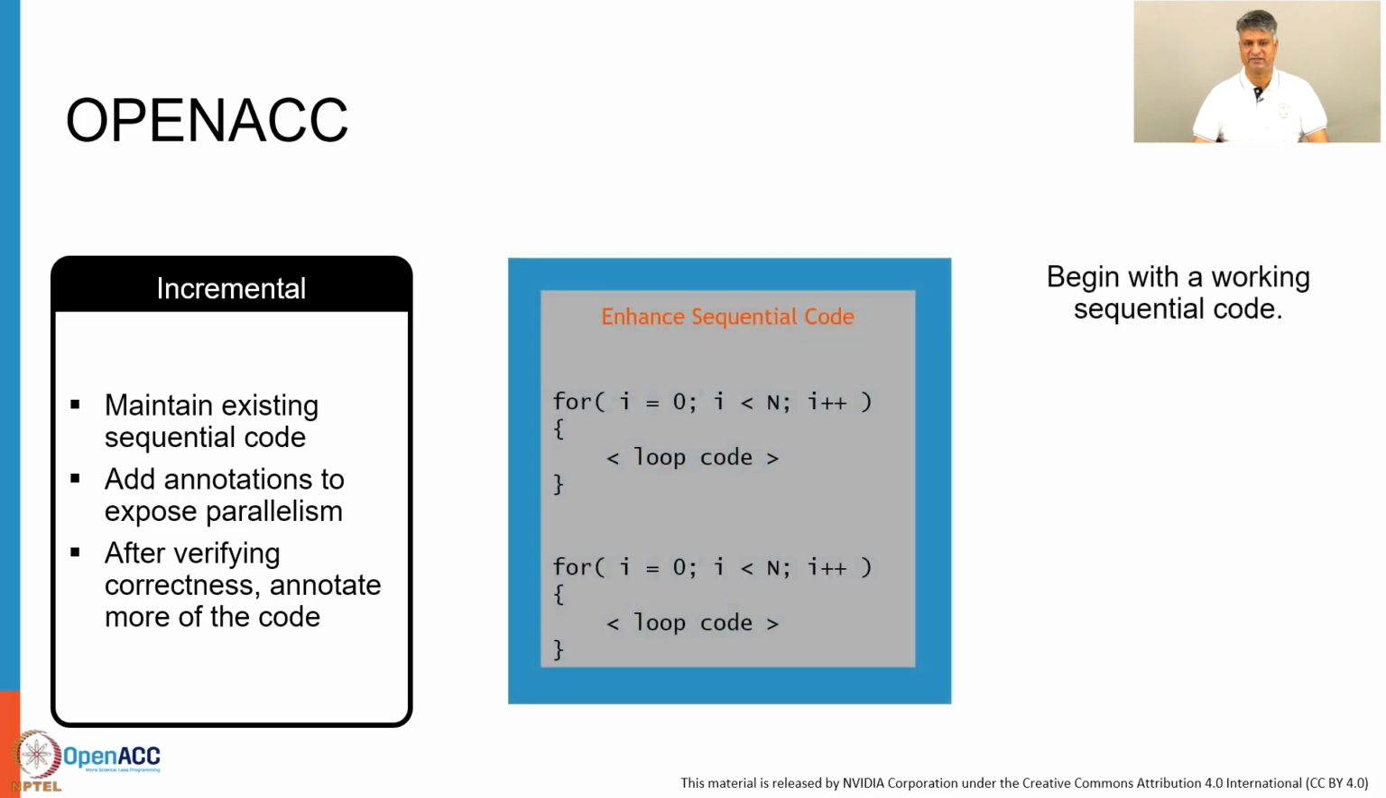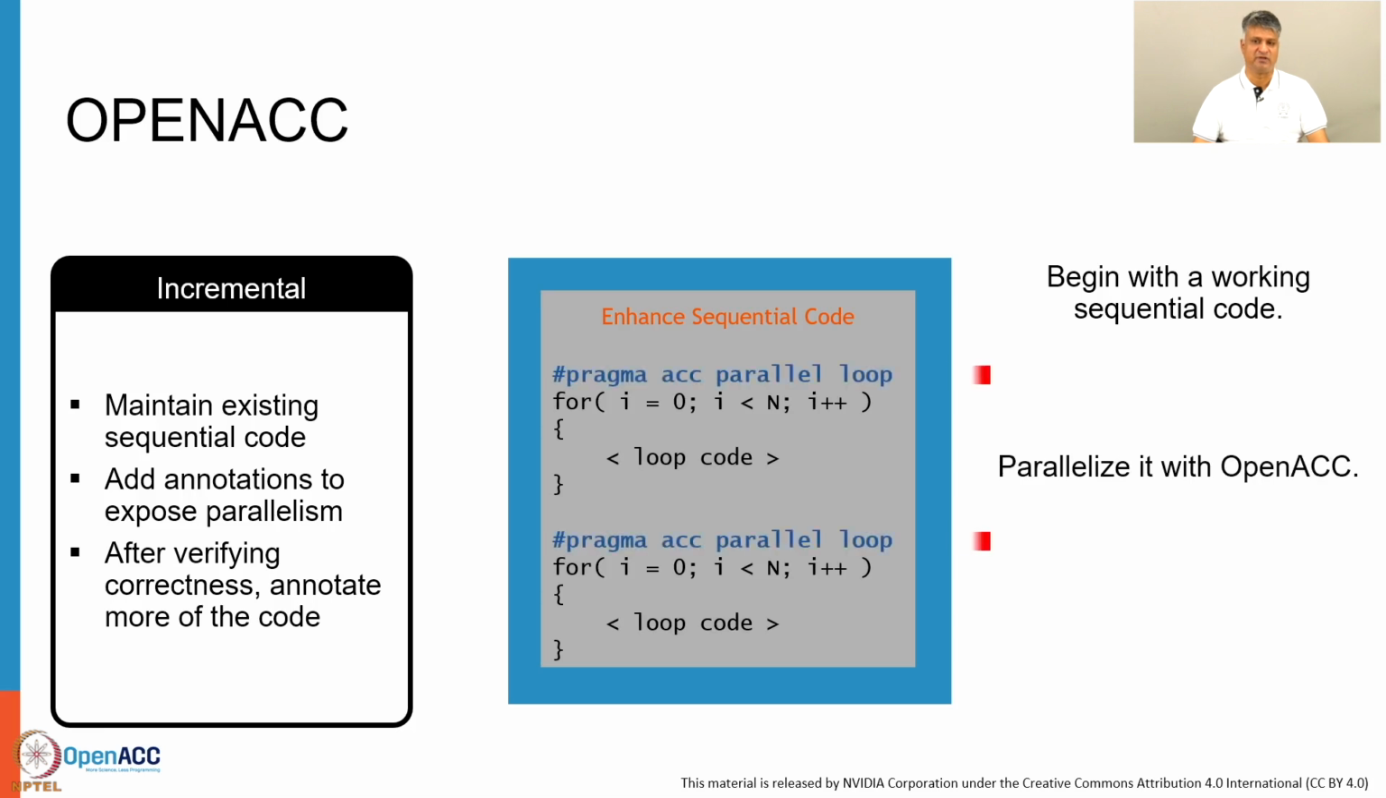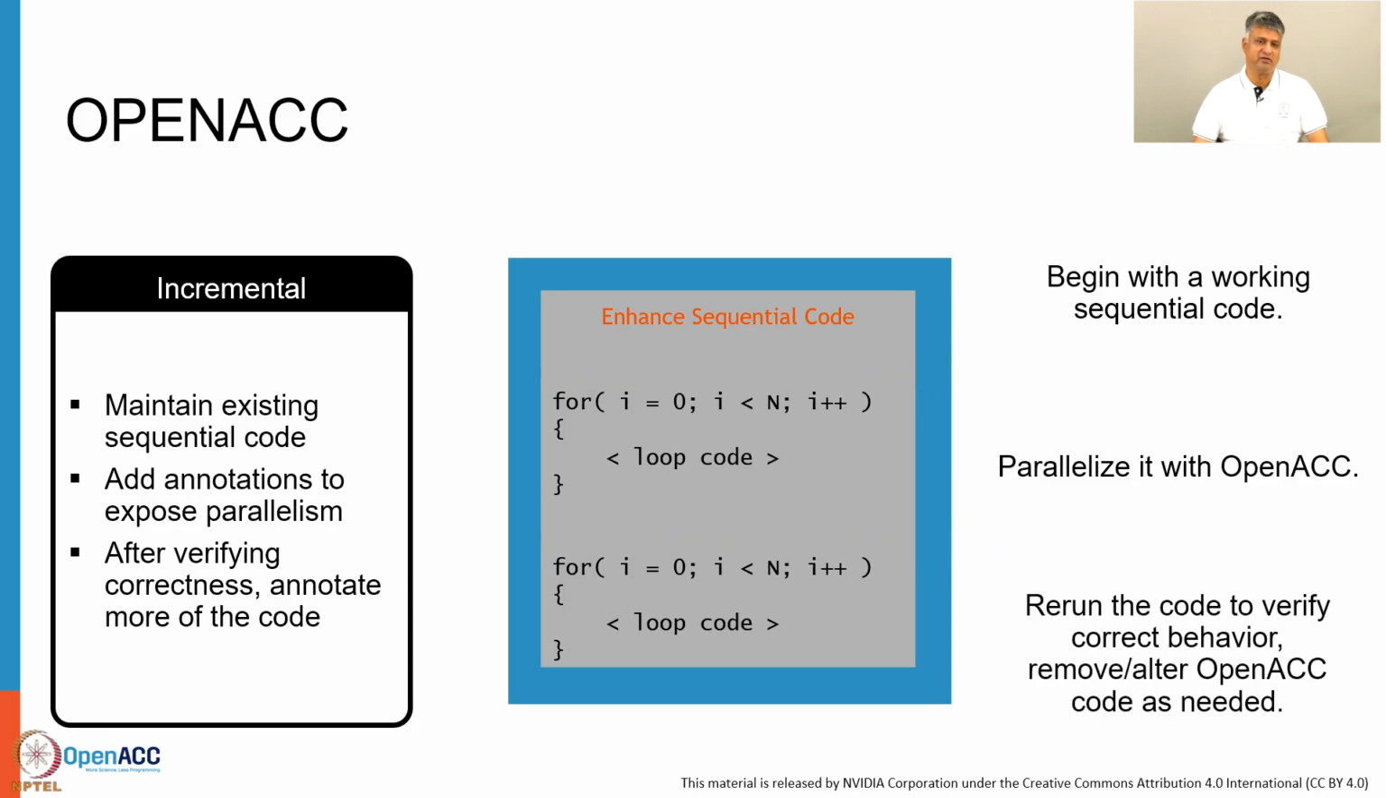So what do you essentially do? You begin with a sequential code. For example, you would have some code structure like this, which runs over a loop. Then you parallelize it with OpenACC by identifying these loops and putting directives in front of them, very similar to OpenMP. You then rerun the code to verify the correct behavior. You can keep changing or altering the OpenACC code as long as you want to verify the correctness.